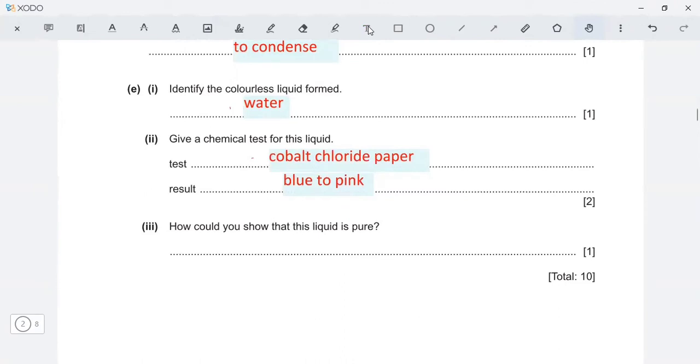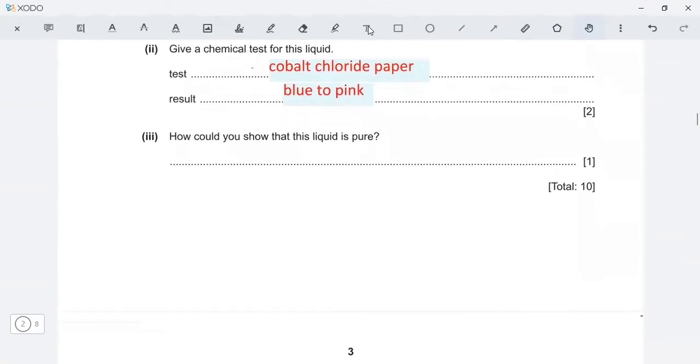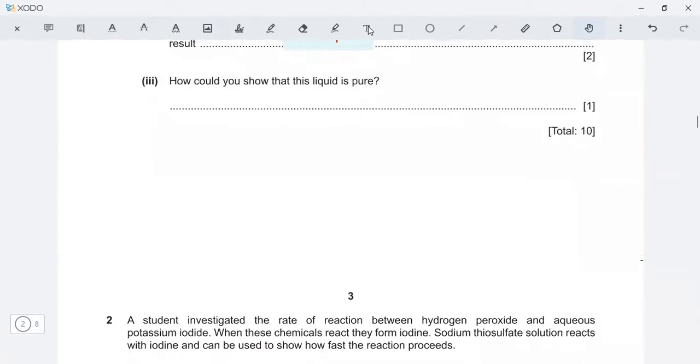Even by means of boiling point you can do it, because water will boil at 100 degrees Celsius. By means of boiling point you can also test the liquid. Okay, especially water. How could you show this is pure? How could you show that this liquid is pure? Purity can be checked by means of boiling point or melting point, right? So here we are going to write the answer. The purity of water is going to be checked by means of boiling point.